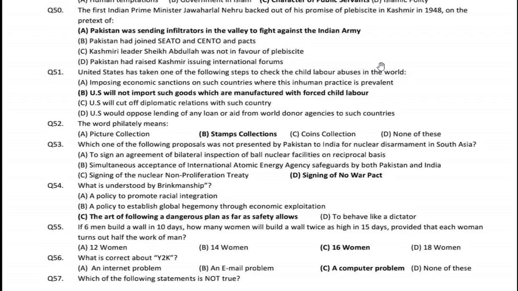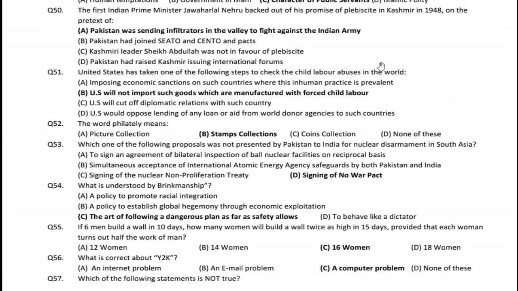Which one of the following proposals was not presented by Pakistan to India for nuclear disarmament in South Asia? Option D, signing of No War Pact. What is understood by brinkmanship? Option C, the art of following a dangerous plan as far as safety allows. What is correct about Y2K? Option C, a computer problem.